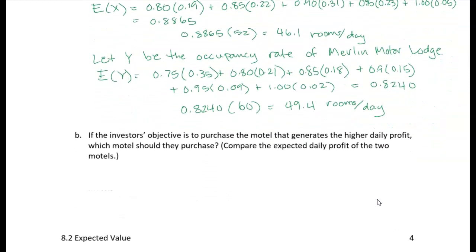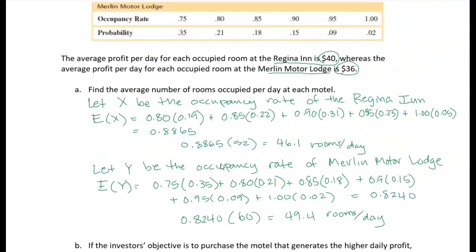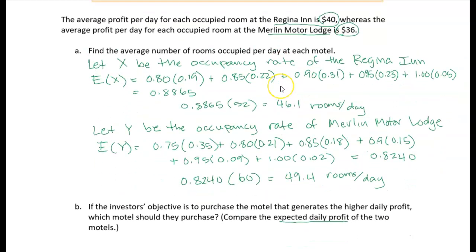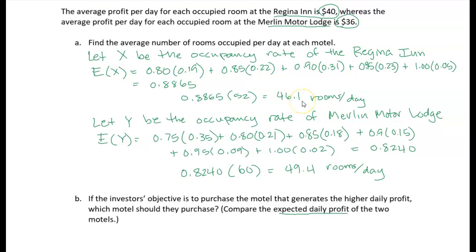Now the investor has to make a decision based on this. So we have to compare the expected daily profit of the two motels. To do that, we're going to use the information we're given up here about how much profit you get for each occupied room. For the Regina Inn, each occupied room gives a profit of $40 per day. And for Merlin, it's $36 per day. So we're making a little more on the Regina per room, but we got a lower occupancy rate for Regina.